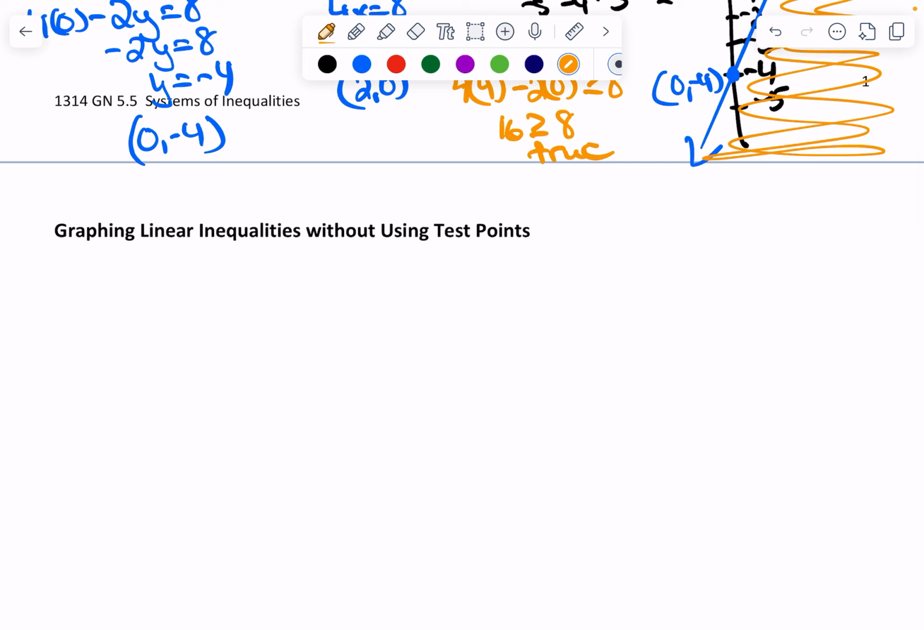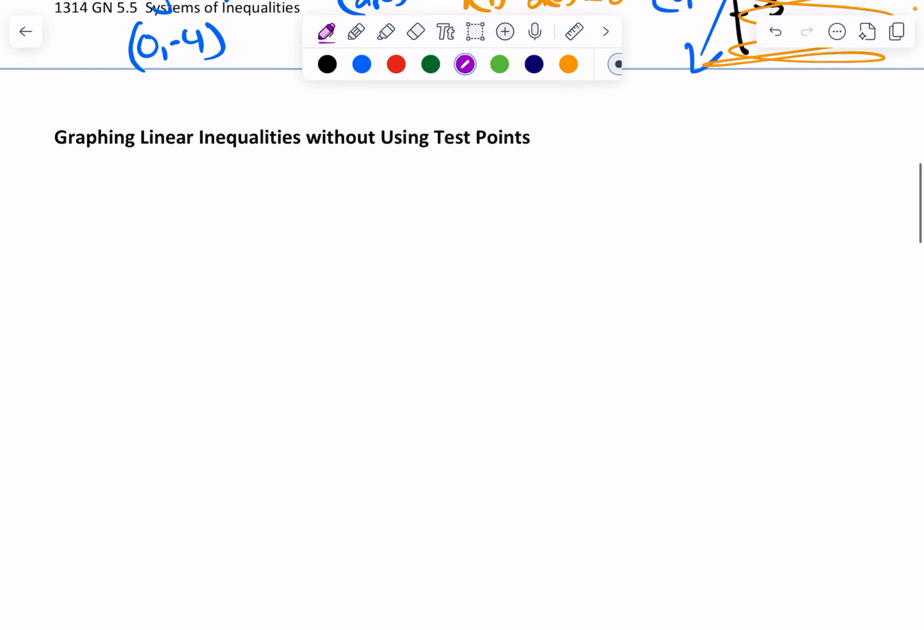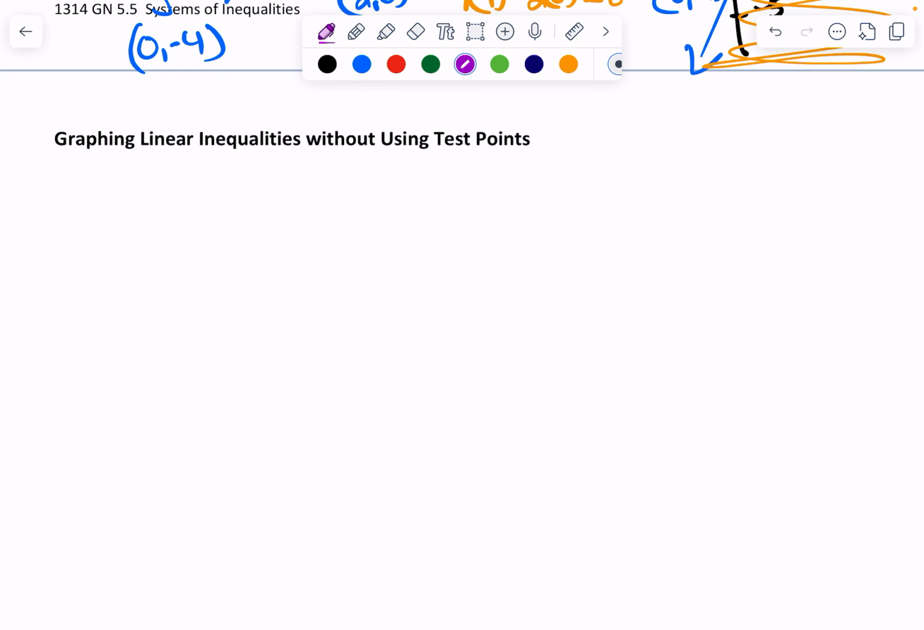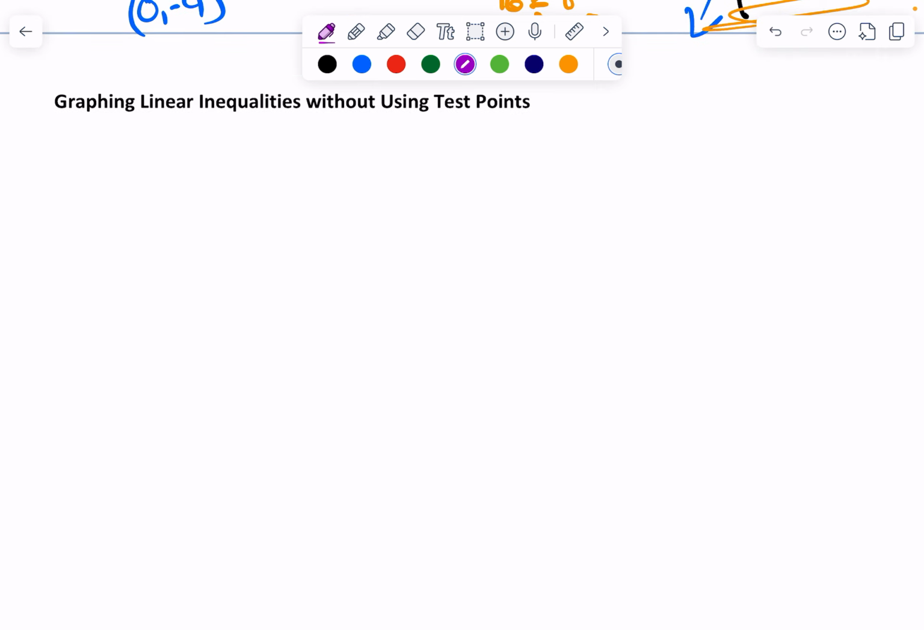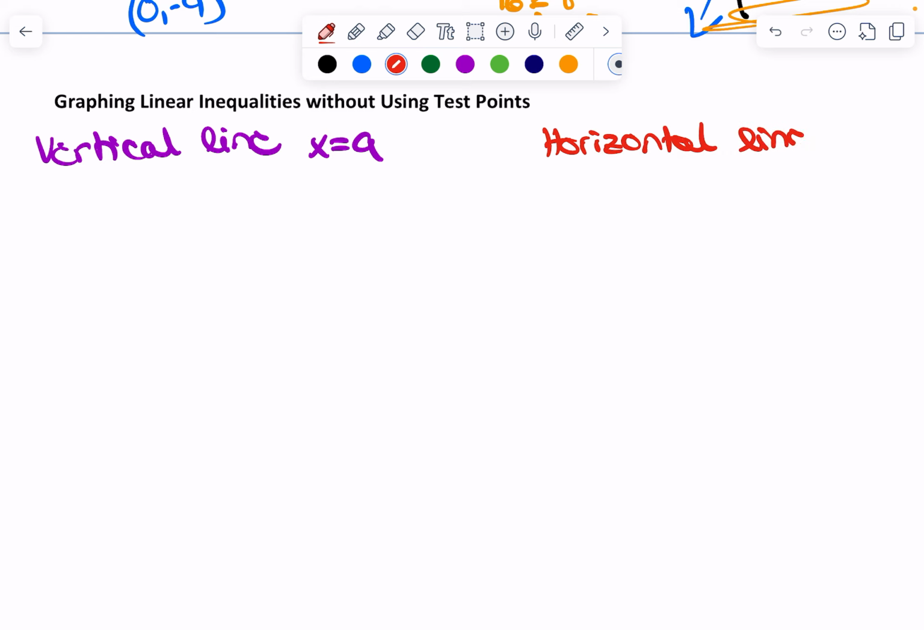Okay, next, graphing linear inequalities without using test points. We're going to look at a couple of special cases. A vertical line is x equals a, and then we'll have a horizontal line that is y equals b. Okay, let's look at the vertical line first.